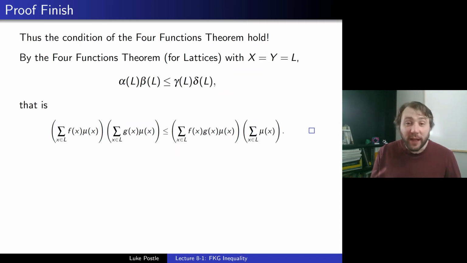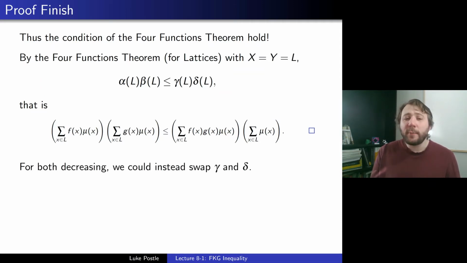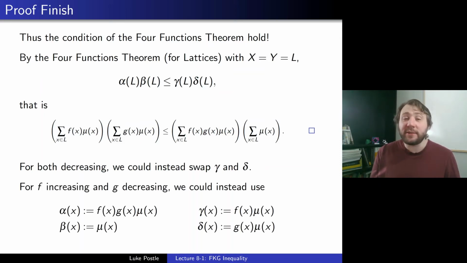And how would you do the other cases? So one, you could obviously just reduce them as we did before, but actually the same proof works if you choose different functions. So for both decreasing, you would swap gamma and delta, and then you would see that the condition still holds when you do that swap, because now instead of using the increasing property to go up to the join, you use the decreasing property to go to the meets.